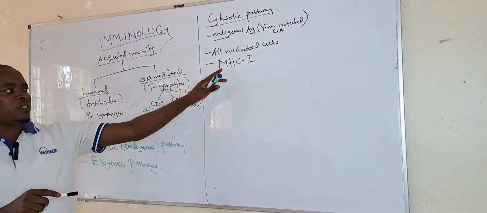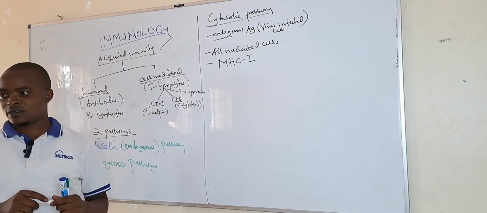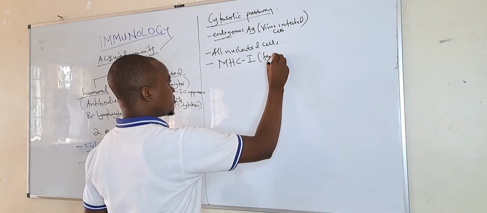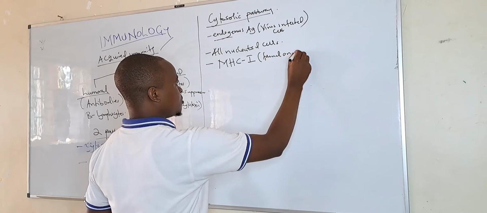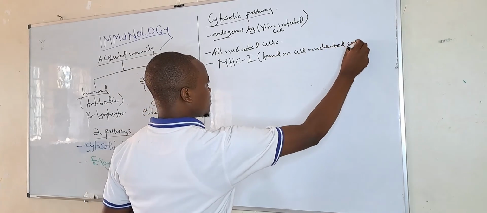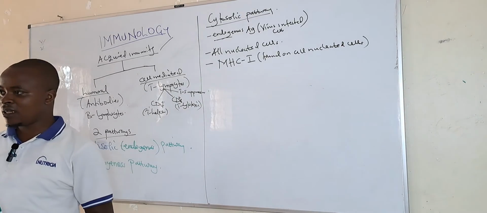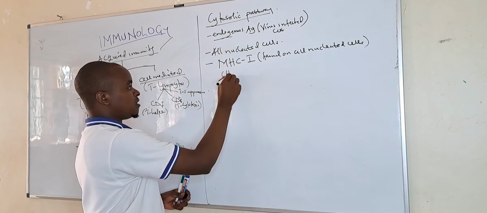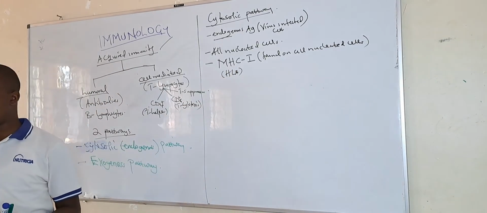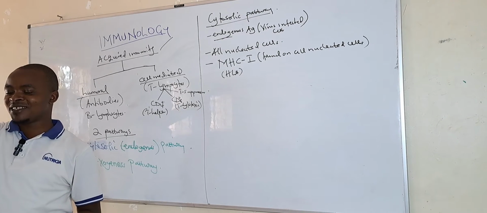Major histocompatibility complex type 1 is found on all nucleated cells. So all nucleated cells have major histocompatibility complex type 1. Sometimes some books call it HLA, human leukocyte antigen.